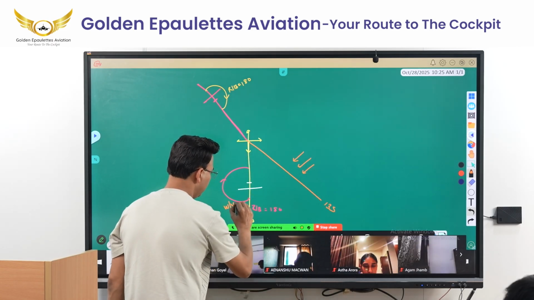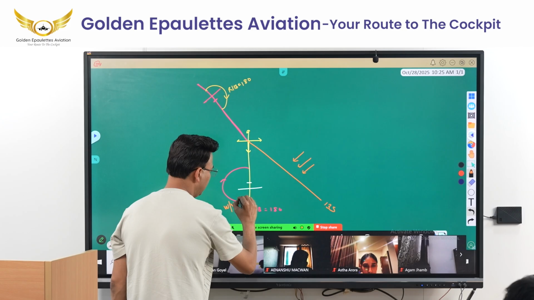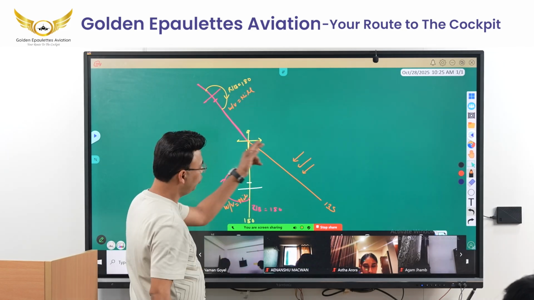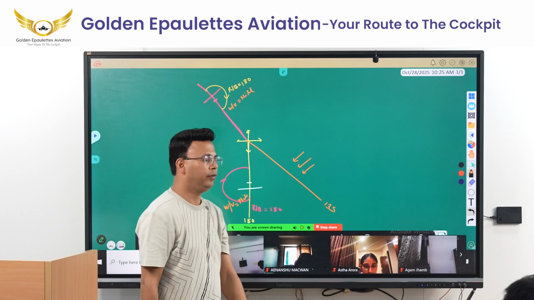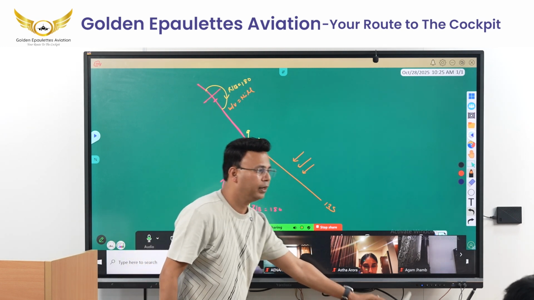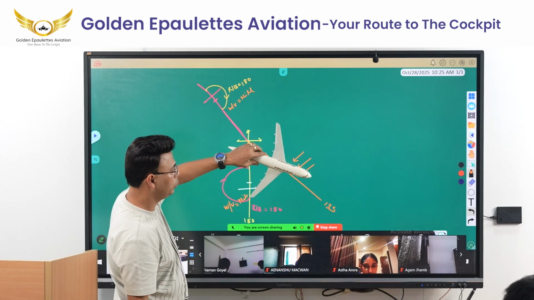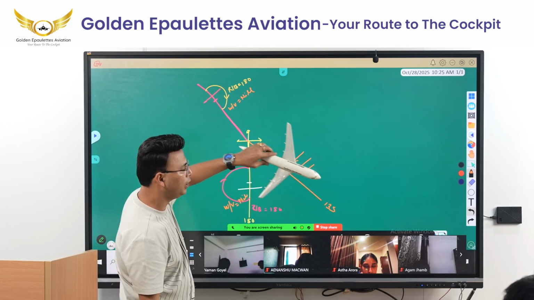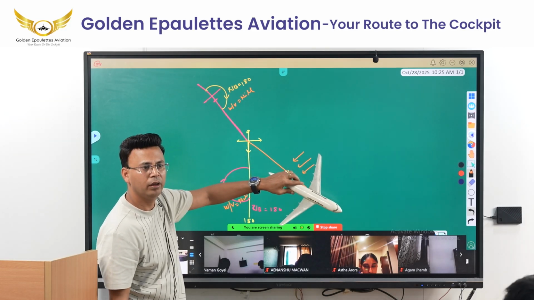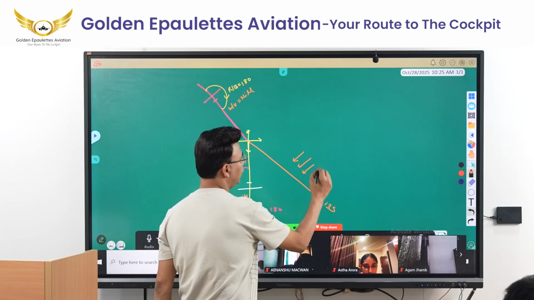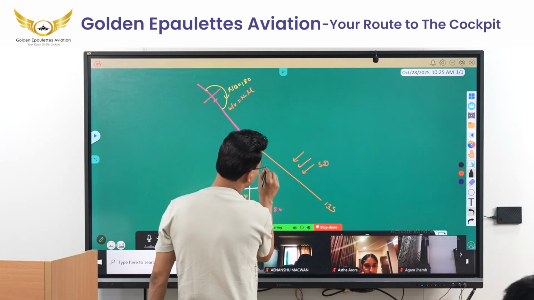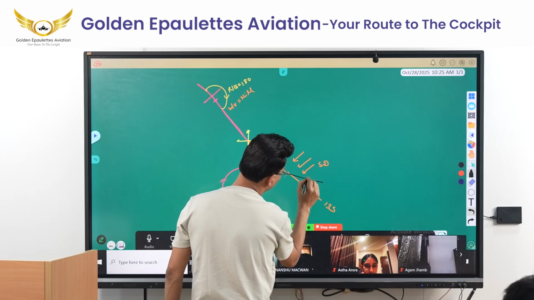Here winds nil. Here you want to track out on a track of 135, you're getting winds from your left. Immediately you're going to put your nose into the wind. So if wind is coming from the left, it'll push you to the right. So this is starboard drift. You'll put your nose into the wind, so you'll be flying this way.